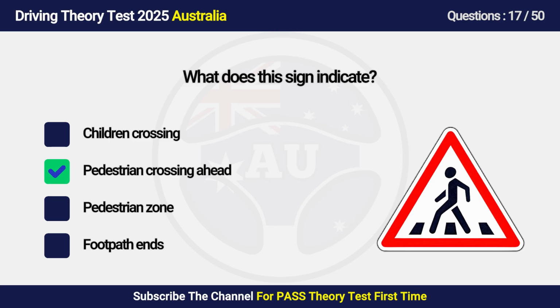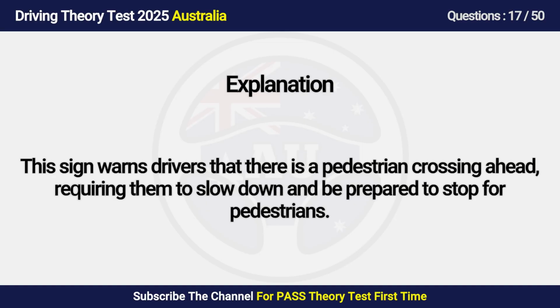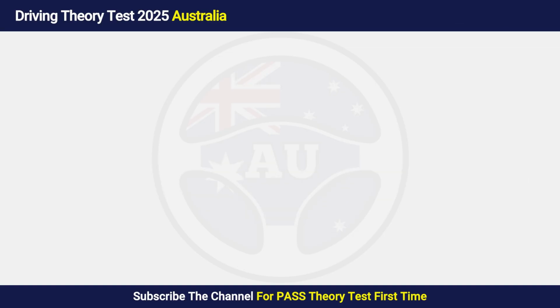Answer is B. Pedestrian crossing ahead. This sign warns drivers that there is a pedestrian crossing ahead, requiring them to slow down and be prepared to stop for pedestrians.